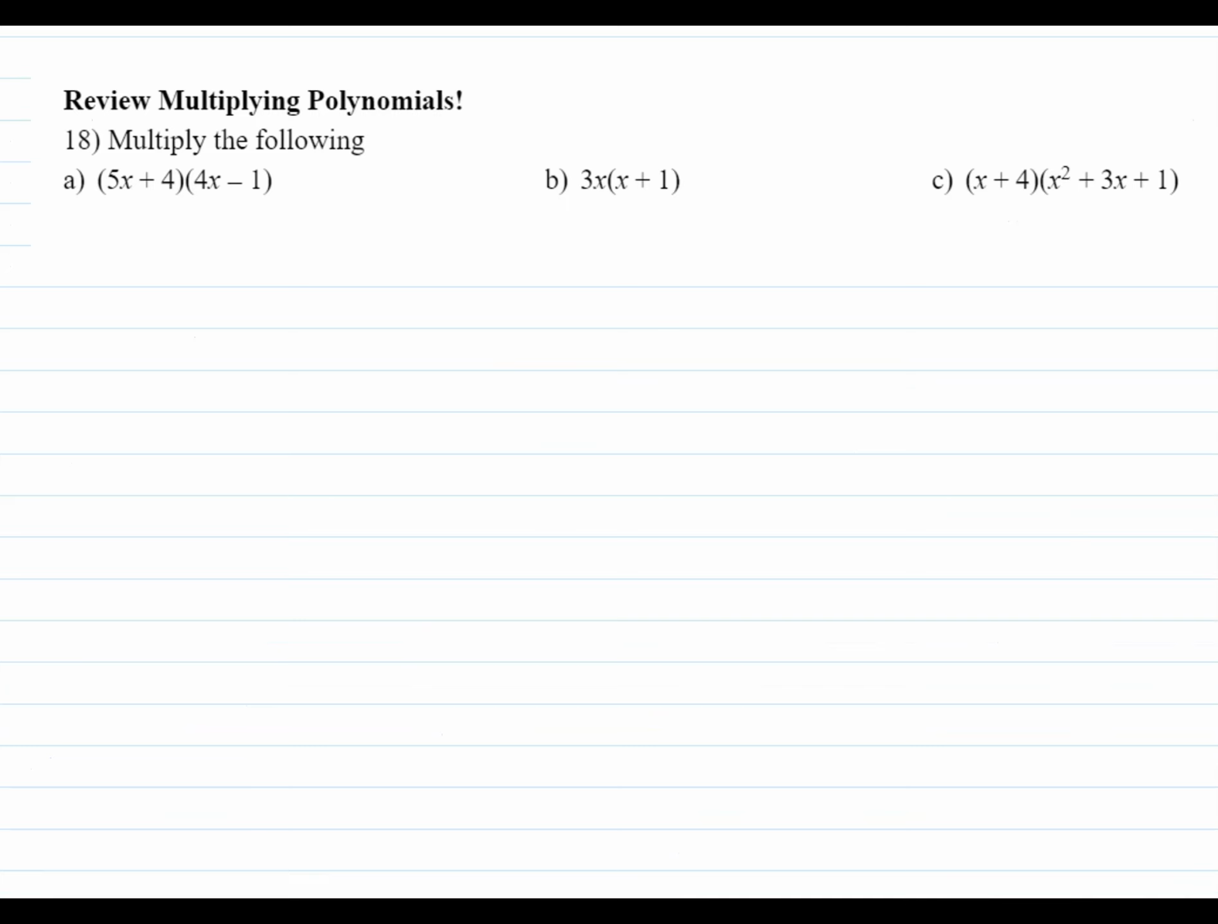Last one, number 18. Multiply the following. Part A, 5x plus 4 times 4x minus 1. If you forgot how to do these, they are solved by drawing a box. You can also use the FOIL method, but I will not demonstrate that in this video. Okay, so this 5x plus 4 is 2 terms. 4x minus 1 is also 2 terms. So I'm going to draw a 2 by 2 box.